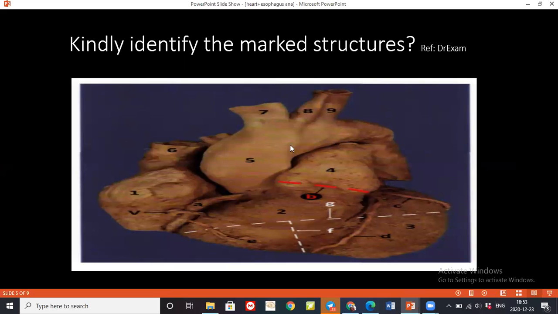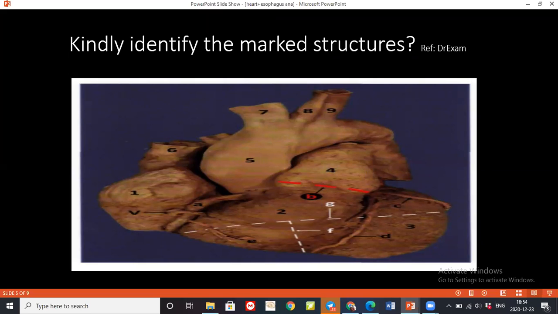3. Where is 3? 3 is here, the left ventricle. Yes. The left ventricle. And 4. 4 is the left atrium. 4 is the pulmonary trunk. 5. 5 is the ascending aorta. Yes. 6, please. 4 is the pulmonary trunk.